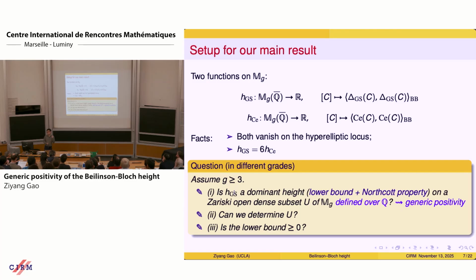And moreover, for these kinds of questions, rationality is really important. We really want this set to be defined over Q, not just Q bar. So the first question is, can we find such a Zariski open dense subset U defined over Q on which this height is positive? And secondly, can we determine this U? Given any curve, can we decide whether it's in U or not? And third, of course, is this lower bound here non-negative?